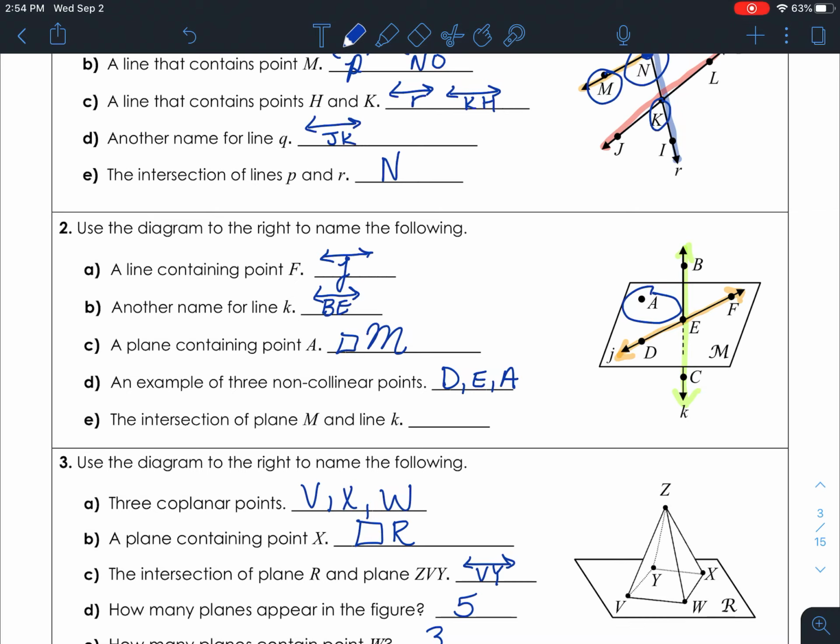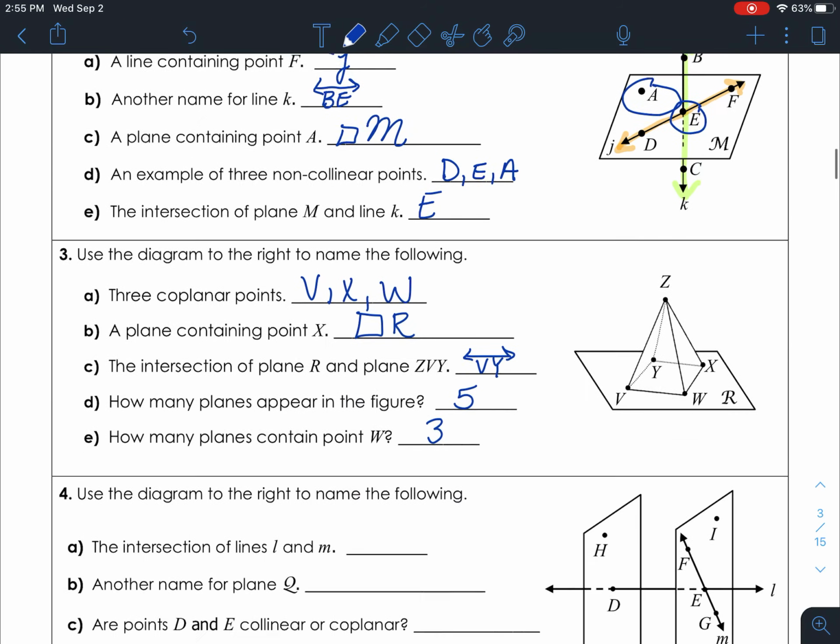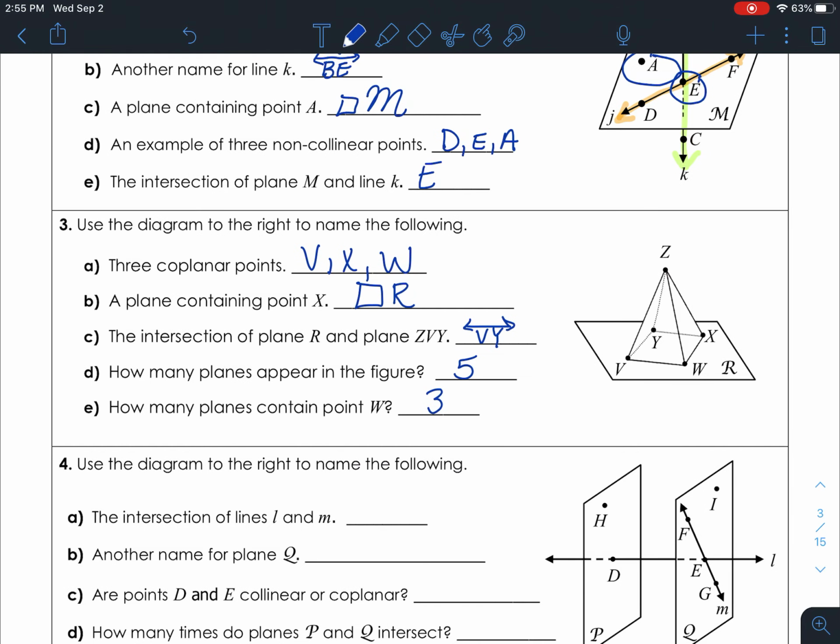Intersection of plane M and line K. So again, think paper stabbed through pencil. Where do those 2 things meet? They're going to meet right there at point E. All right, I'm going to pause here for just a minute on 3. Go ahead and see if you can figure out the answers for 3. Here are the answers for 3. So if you have questions, come see me during office hours, and we can go over some of the questions if you have more questions or don't agree with my answers.